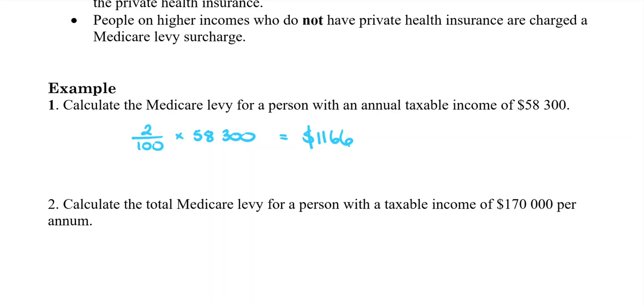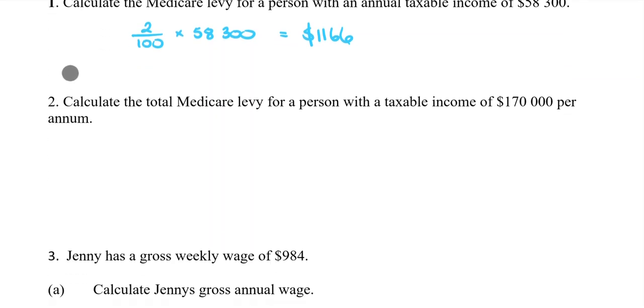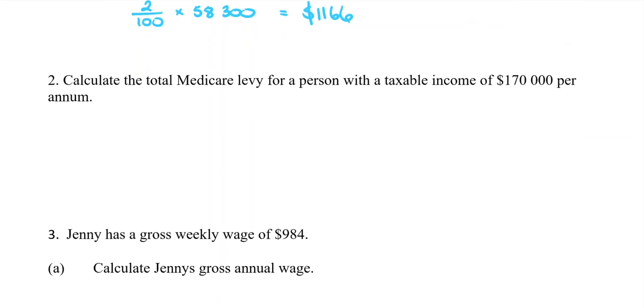Question 2. Calculate the total Medicare levy for a person with a taxable income of $170,000 per annum, which means per year. So again, Medicare levy is 2% of their $170,000 income. That is $3,400 that person would have to pay.